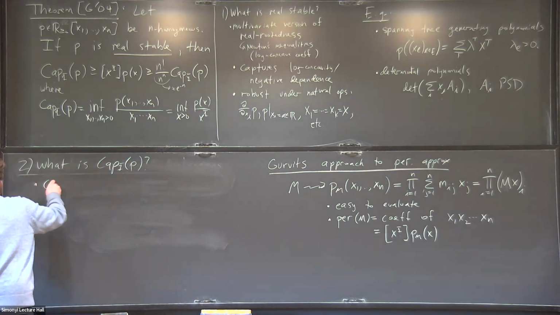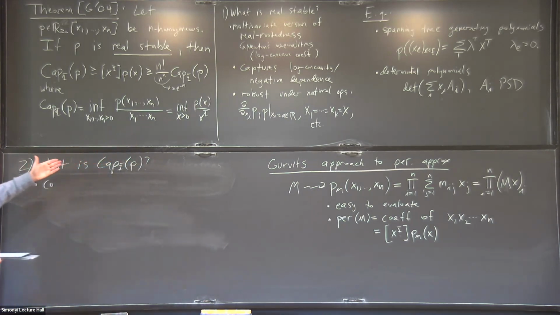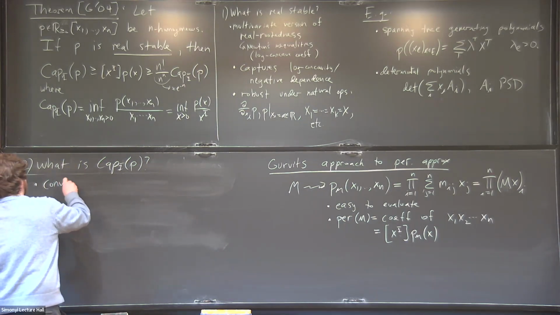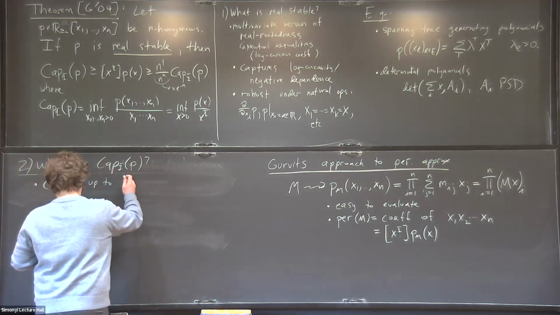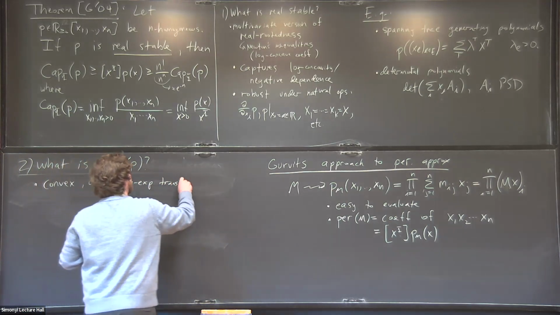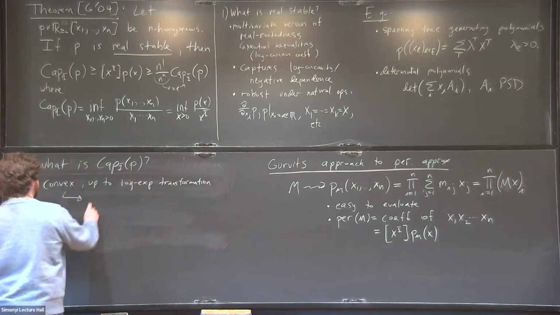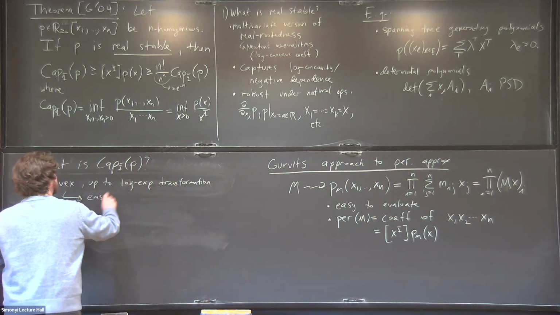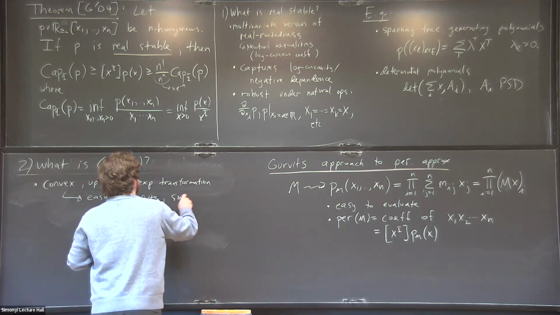So the first thing to point out is that if you replace x_i by e to the y_i, and then you take log of everything, you end up getting a convex program over all of R^n. This is a convex program up to some particular transformation. And so this means that it's easy to compute, or at least approximate very well, since this P_n is easy to evaluate.